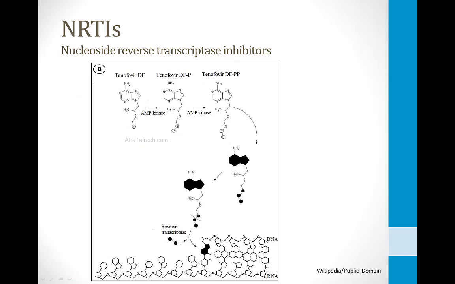So here's a schematic of how tenofovir works once it gets inside the cell. It comes with that 1 phosphate already attached. There is a kinase which will add a 2nd phosphate, and then another kinase which will add a 3rd phosphate. Once it has 3 phosphate groups attached, it'll be incorporated into a DNA molecule by reverse transcriptase, and then that will block chain elongation, and the DNA chain can no longer grow.